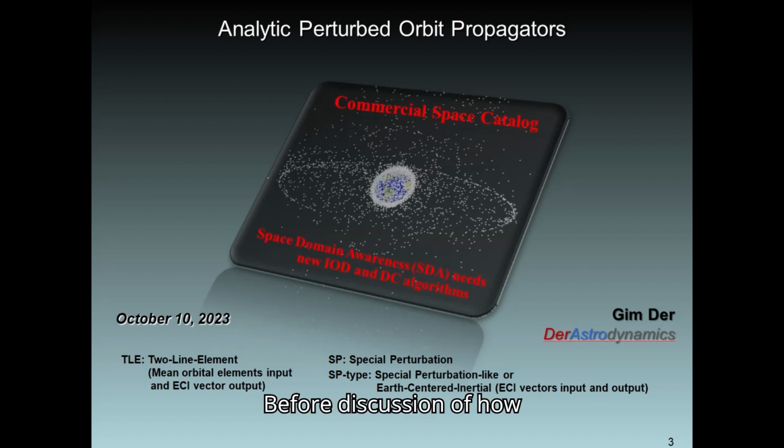Before discussion of how analytic astrodynamics orbit determination algorithms are used to build a space catalog, preliminary understanding is needed on three topics. 1. Analytic perturbed orbit propagators. 2. New SP-type space catalog. And 3. Processing millions of optical and radar observations per day. The first video of this preliminary topic, analytic perturbed orbit propagators, are originally and independently developed by Bauer and Winty in 1959 for rapid space catalog building.